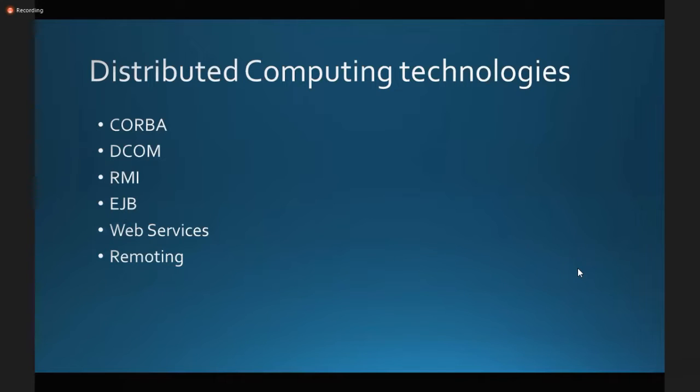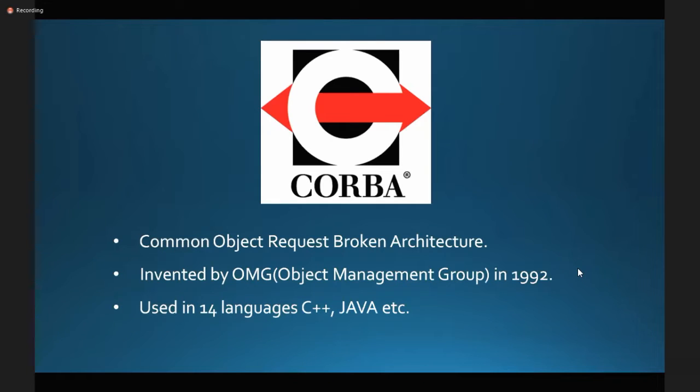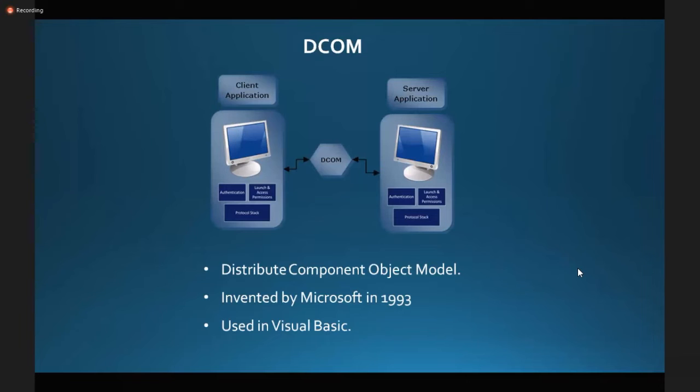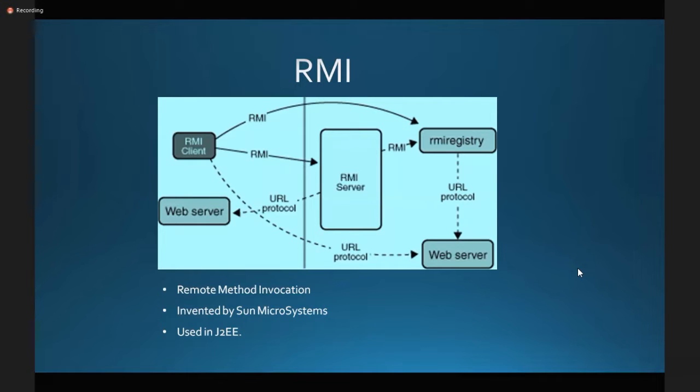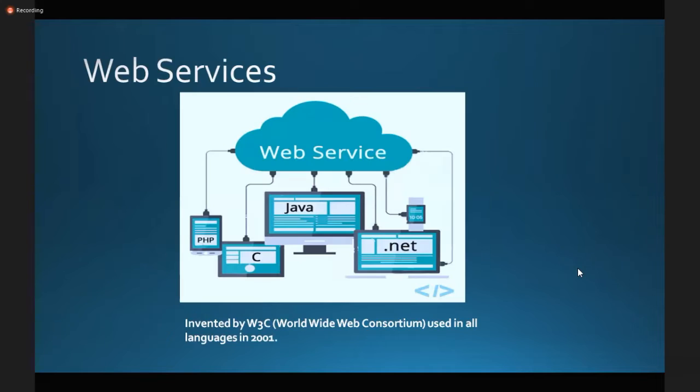And these are all distributed computing technologies: CORBA, DCOM, RMI, EJB, web services, remoting. CORBA is Common Object Request Broker Architecture. It is used in almost 14 languages, including C++ and Java. If they have to build distributed applications, they have to use this CORBA. Similarly, DCOM is very popular from Microsoft. RMI is for Java J2EE, EJB also for Java, and web services are known to every technology. PHP, Java, .NET, Python, everybody uses web services. It is common for all of them.